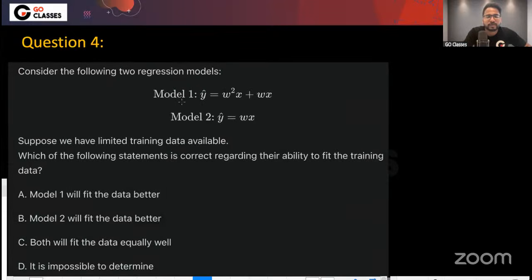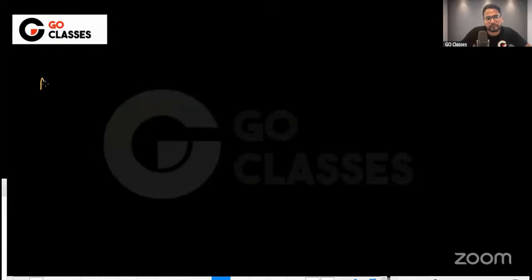Okay, now let's see this question. In this question, they are saying that this is a linear regression question only. This is model 2 where they have simple linear regression, but in model 1 they're adding one more term. Now they're asking which model is better to fit.